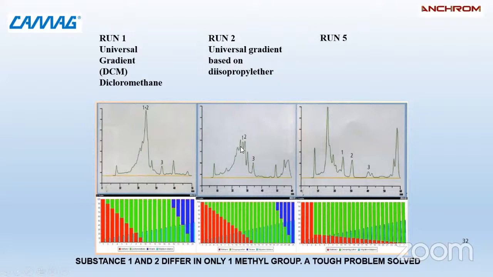So what we have done is, in the next run, we have extended this run only, which is based on diisopropyl ether. When we used diisopropyl ether for these successive runs, we were able to separate it completely. You can see baseline separation is there, 1 and 2 are completely separated. And this is how, by using different gradients, you can even resolve or separate the compounds which are difficult to separate by other techniques.